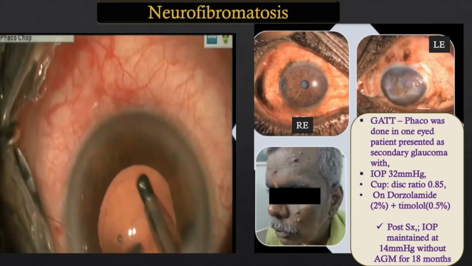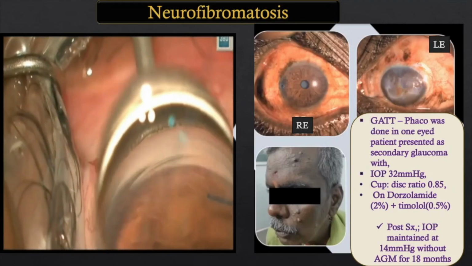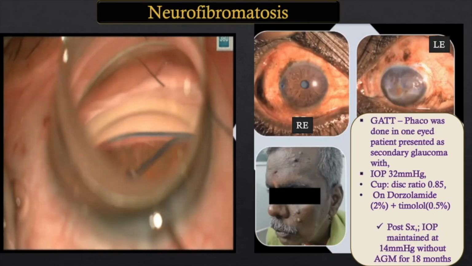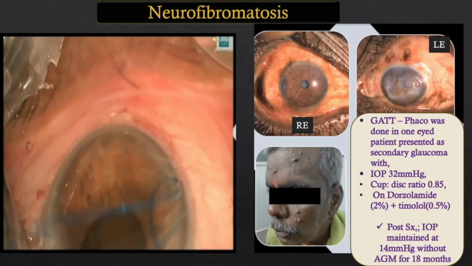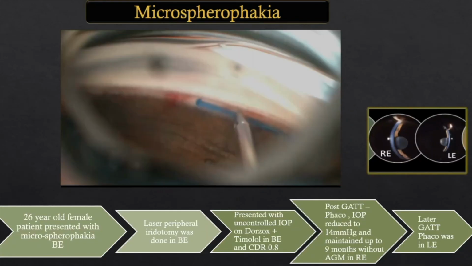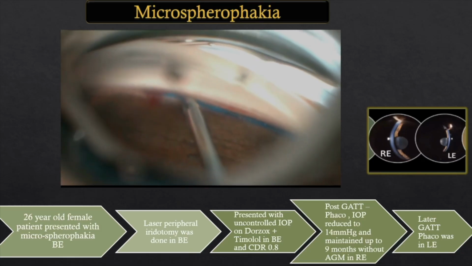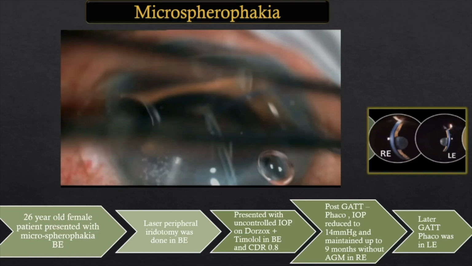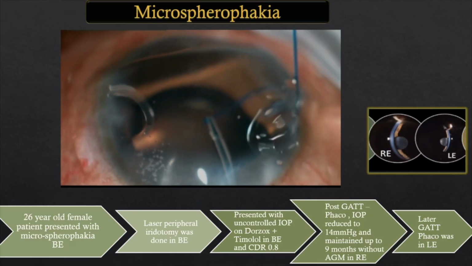This one-eyed neurofibromatosis patient presented with refractory glaucoma in the right eye. Post-GATT phacoemulsification, IOP was maintained at 14 mm of mercury without any AGM till 18 months. A 26-year-old patient presented with microspherophakia, laser peripheral iridotomy was done. But still IOP was high, for which GATT phacoemulsification resulted in IOP reduction to 14 mm of mercury, which was maintained to 9 months without AGM.